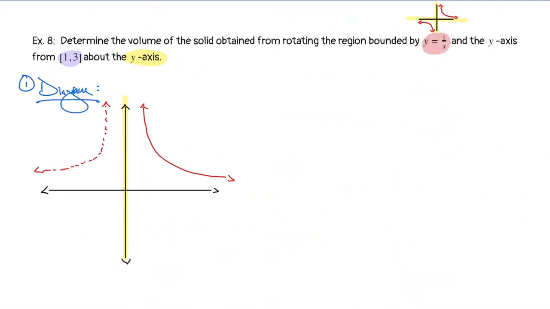Now I do want to go ahead and put the bounds on here. All right, so we have one at y equals 1, and then we have another one at y equals 3. Okay. And so essentially what we have, I'm wondering if someone could maybe describe what they think this 3-dimensional shape actually looks like.